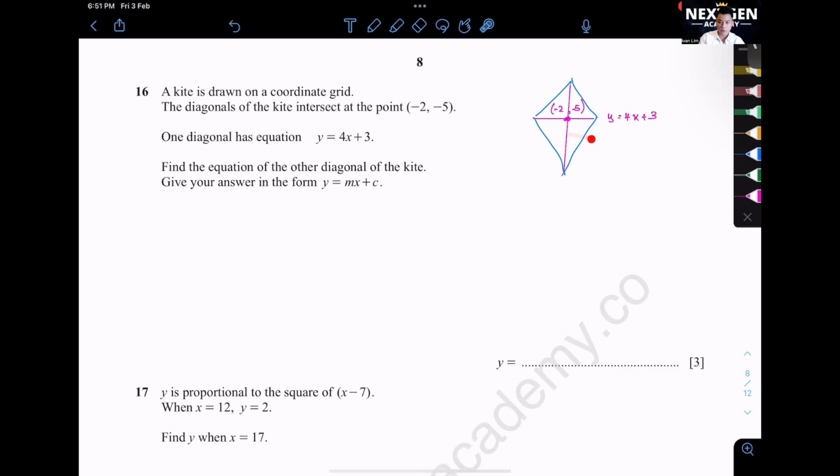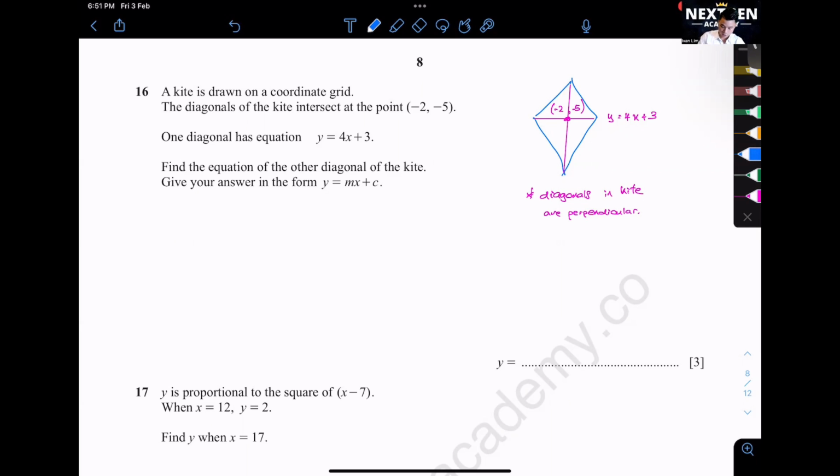What do we need to know about the diagonals? Yes, they are perpendicular to each other. This is a property of the kite that we need to know: diagonals in a kite are perpendicular to each other.